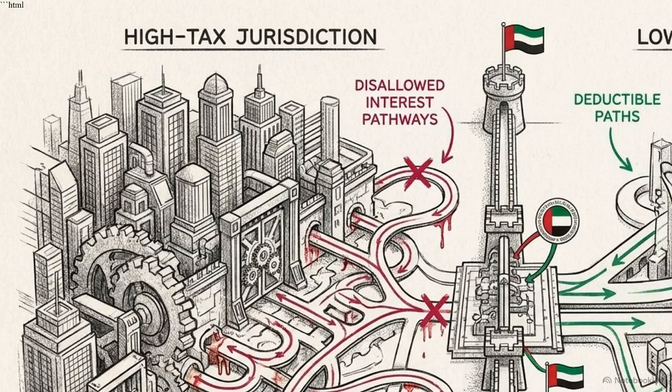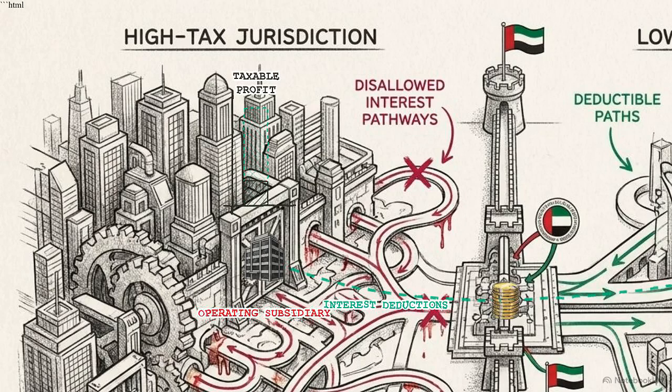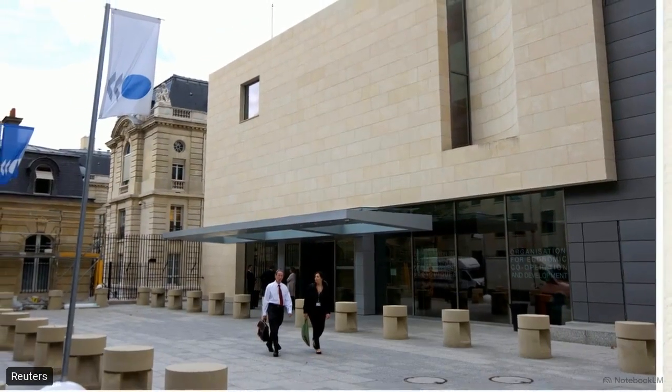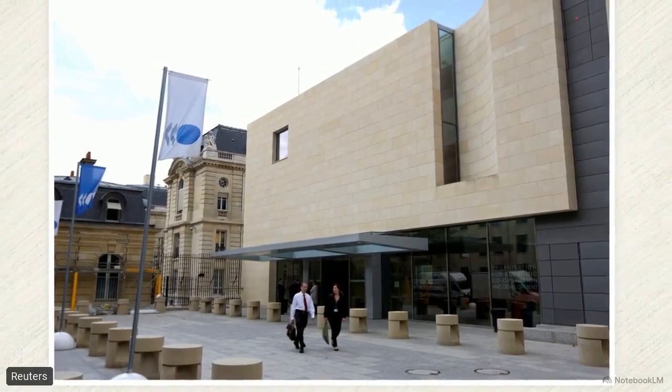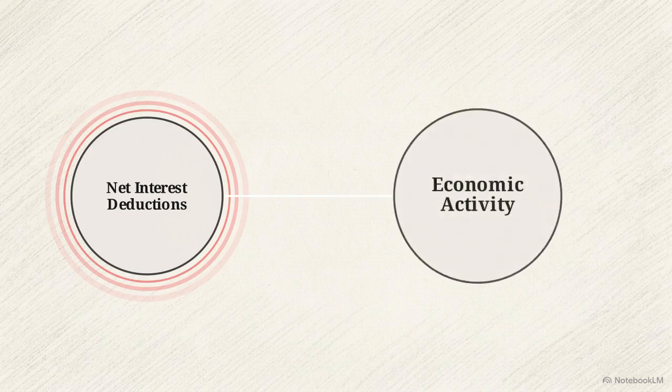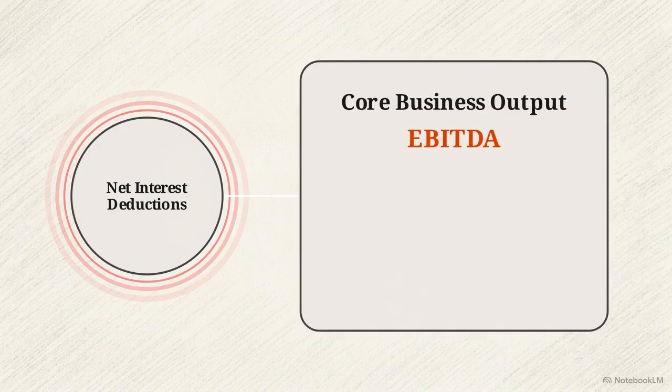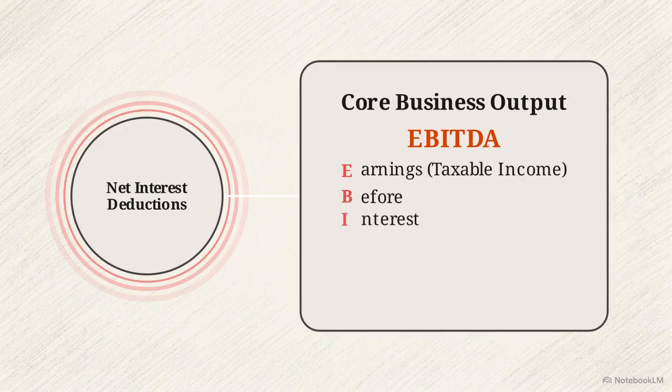The operating subsidiary claims massive interest deductions against its profits in a high-tax jurisdiction, while the related party lender receives that interest income in a jurisdiction that taxes it at a low rate or not at all. To counter this cross-border base erosion, the OECD introduced Action 4 of the Base Erosion and Profit Shifting, or BEPS, framework. Action 4 establishes a clear standard. It links an entity's allowable net interest deductions directly to its actual economic activity. That activity is measured by taxable earnings before interest, taxes, depreciation, and amortization, or EBITDA.